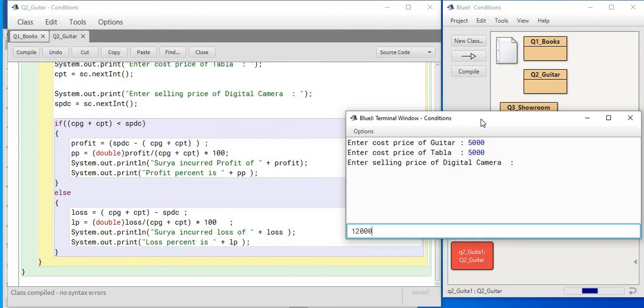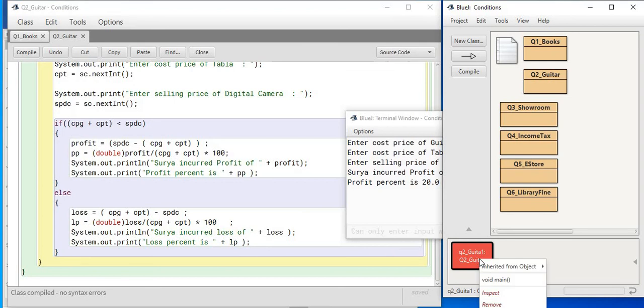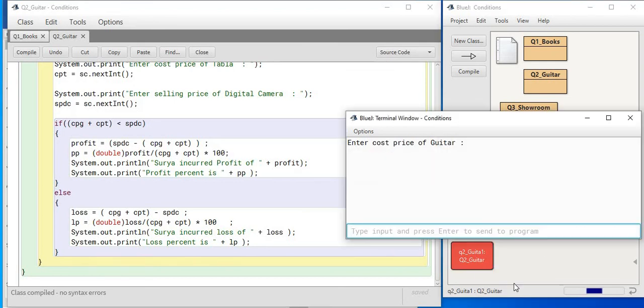So is he going through profit or loss? Check it out. Surya incurred a profit and the profit percent was this amount. You can check the maths for yourself. Now time to show another example. Another example can be like cost price of guitar is 6,000. Cost price of tabla is also 6,000.